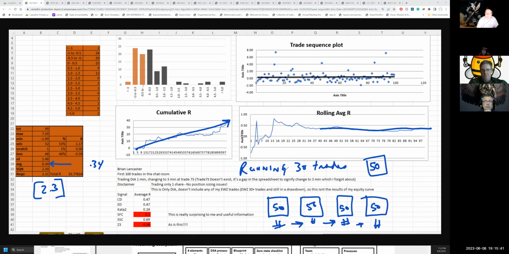I think you get the same effect if you use a running 30 trades. And then what you can do is plot the system quality number on that, and you can get a chart that shows what the seasonality or the stationarity of your system quality number is.